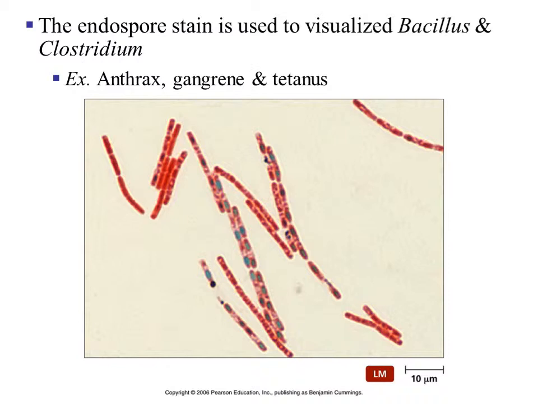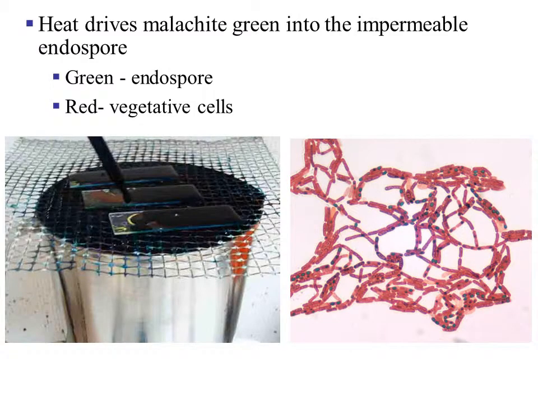The endospore stain is used to visualize Bacillus and Clostridium. Examples will be the causative agent of anthrax, gangrene, and tetanus. The first thing you would do is you would need heat, and this heat is going to drive malachite green into the impermeable endospore. So the endospore will appear green, and the vegetative cell is going to be red.